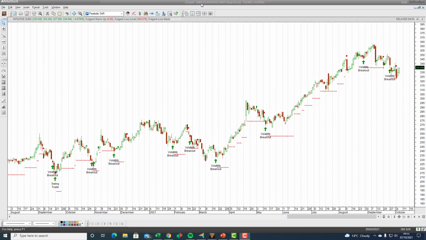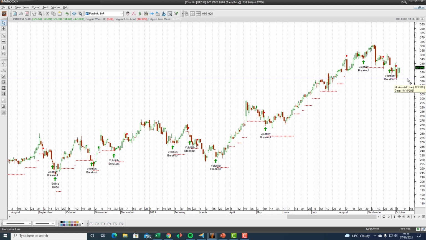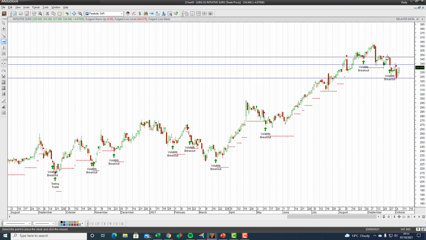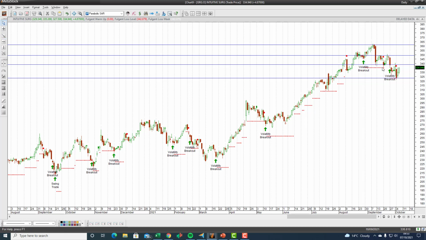Next up is ISRG, the surgical supplies company. A fantastic volatility breakout back here in May, June, July, and August. You captured that entire move. We've got a new volatility breakout there with a trailing stop at just under 323, and the upside profit targets would be this level there, first one, and then the old high, and then the next resistance zone would be the ultimate top. So that's the volatility breakout swing to the upside in ISRG.